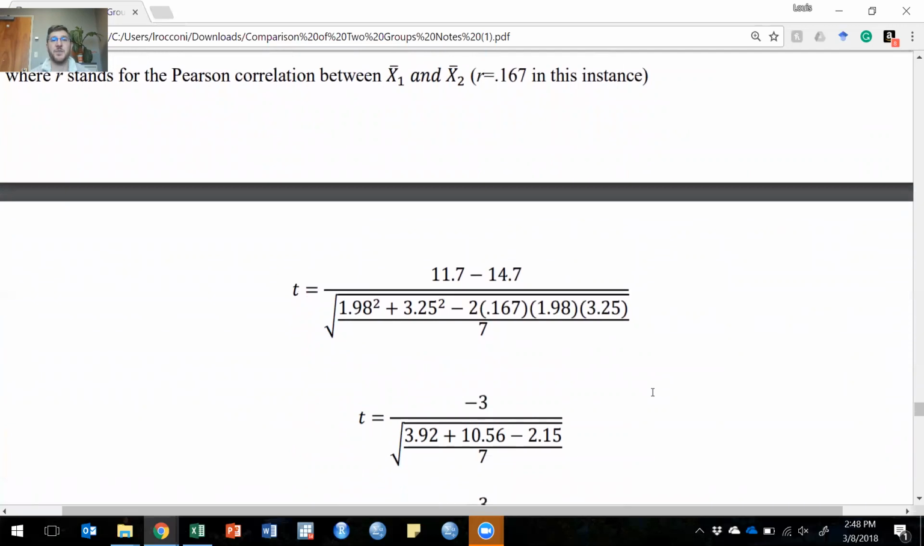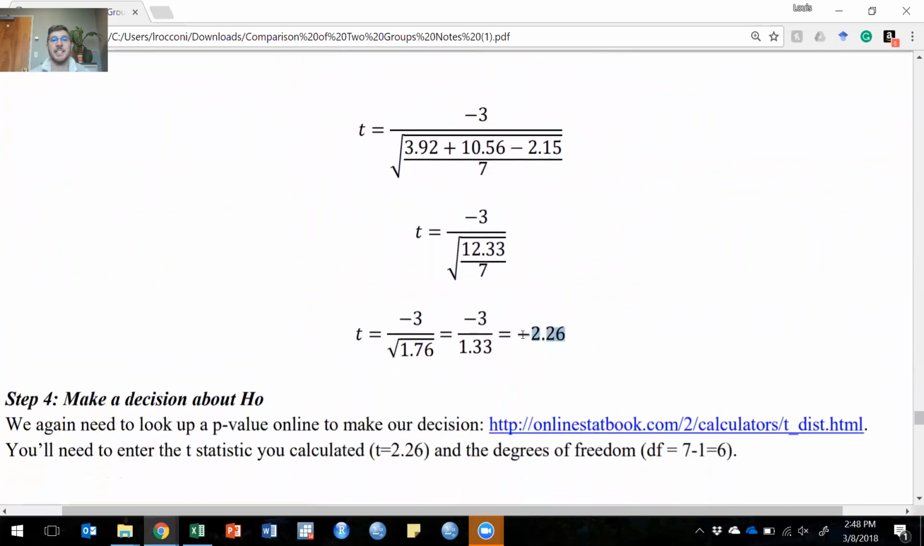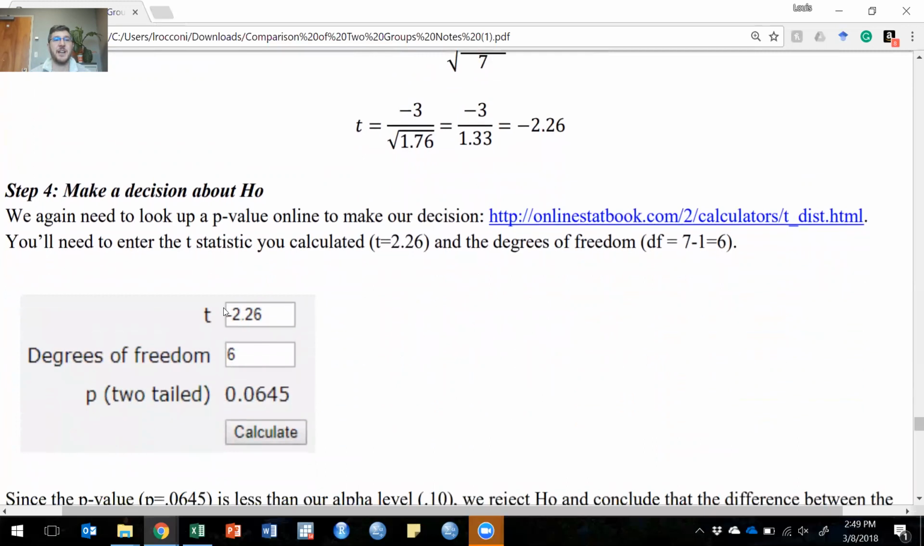You can see I worked this out by hand. We get a t-value of negative 2.26. Well, we need to know what to compare that to. We can go back to that p-value calculator that's linked here. We put in our t-value, negative 2.26, put in the degrees of freedom, and we get our p-value, 0.0645.